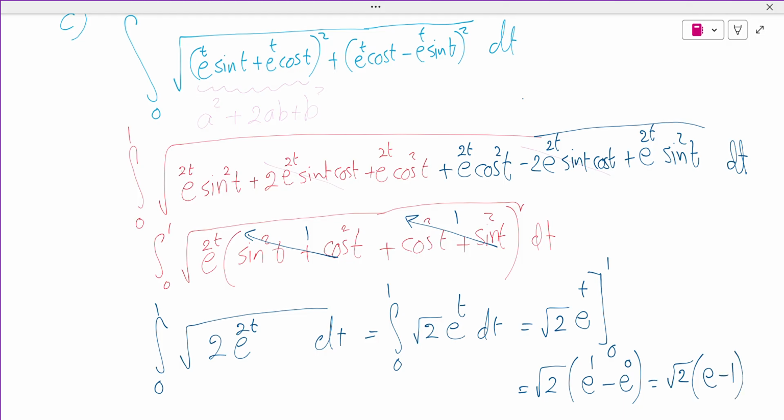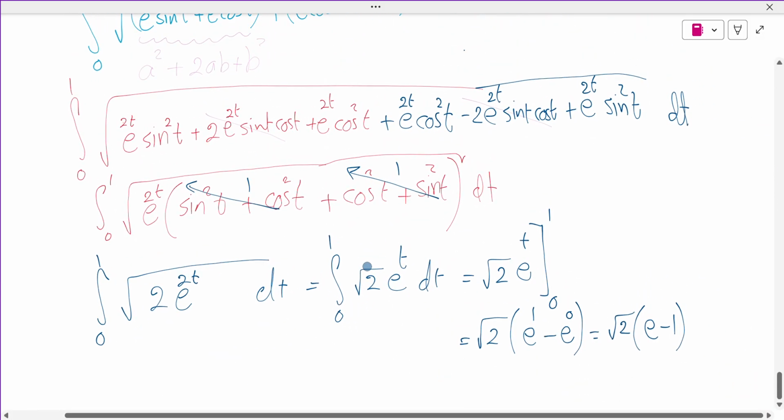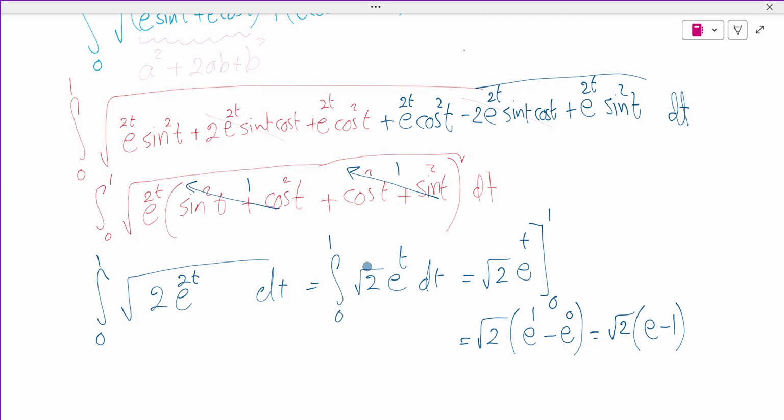This is the distance traveled from 0 to 1. Why didn't we just do it with the calculator? Because this is a non-calculator question, and this is preparation for those doing the actual AP exam, because sometimes you will have free response questions without a calculator.